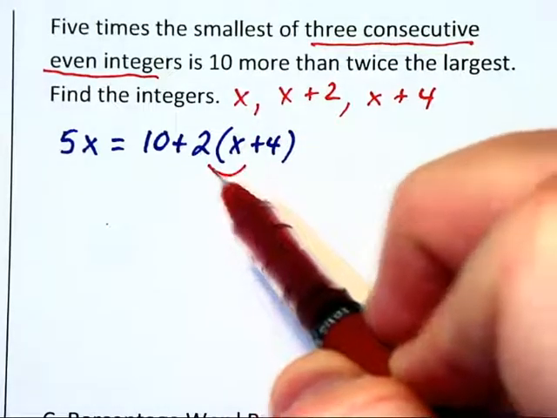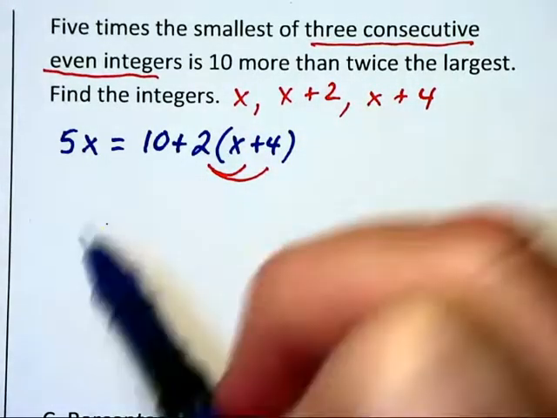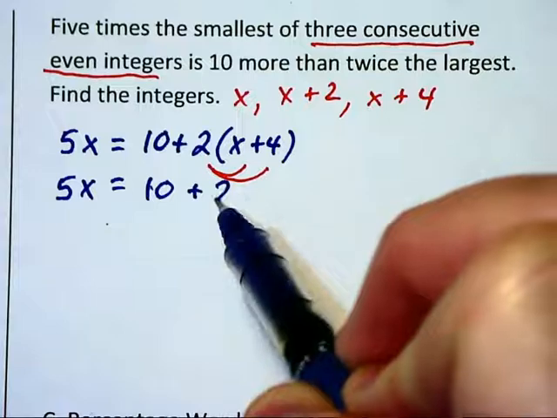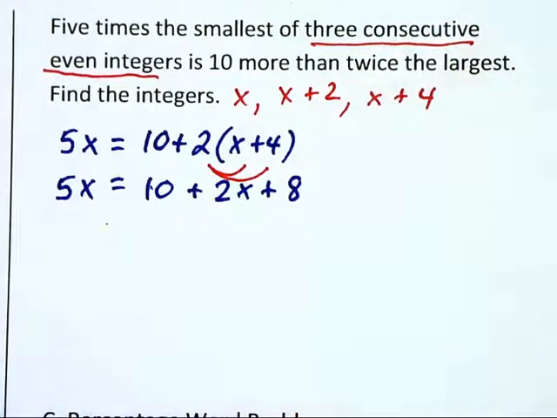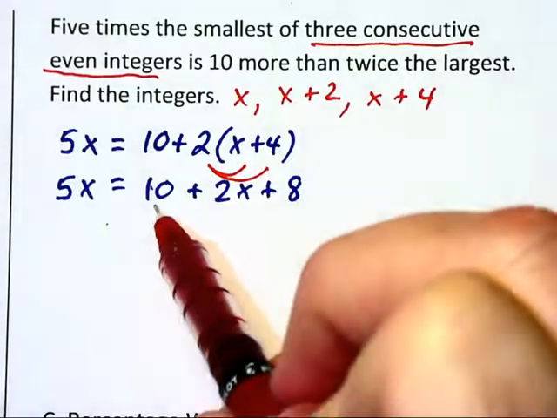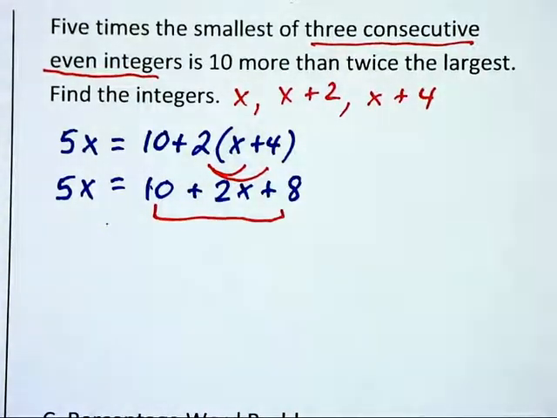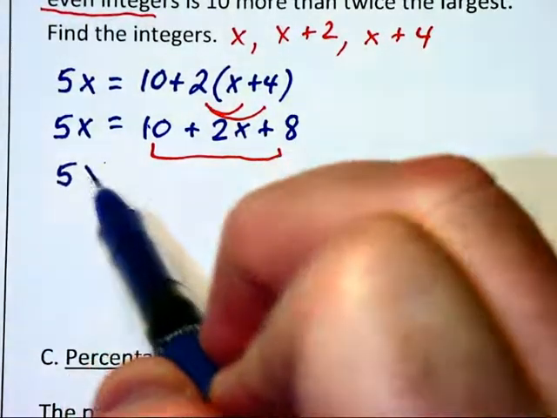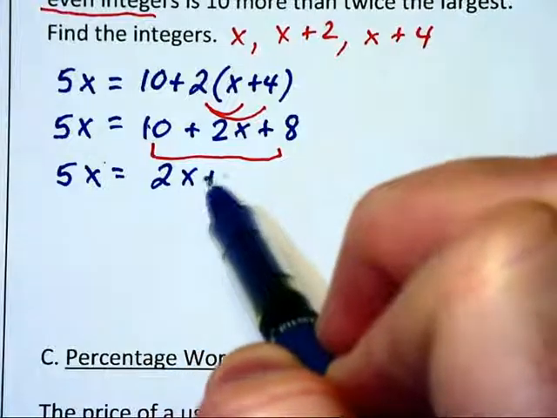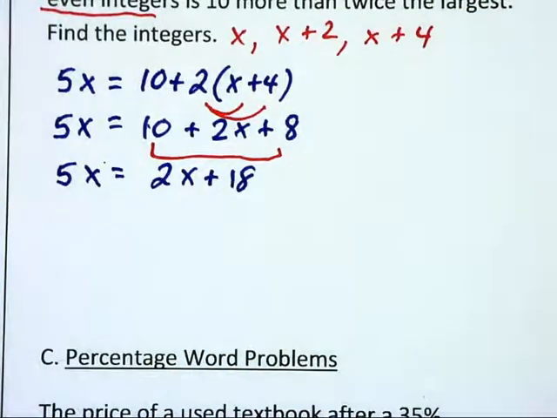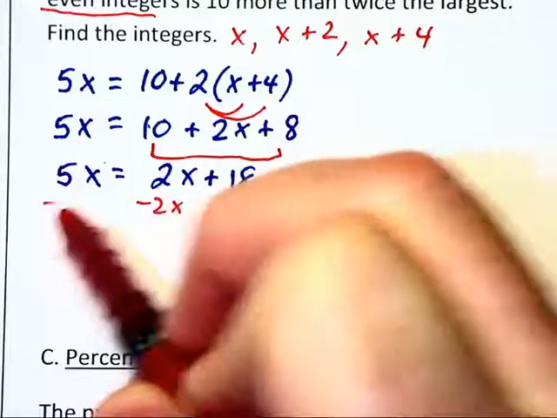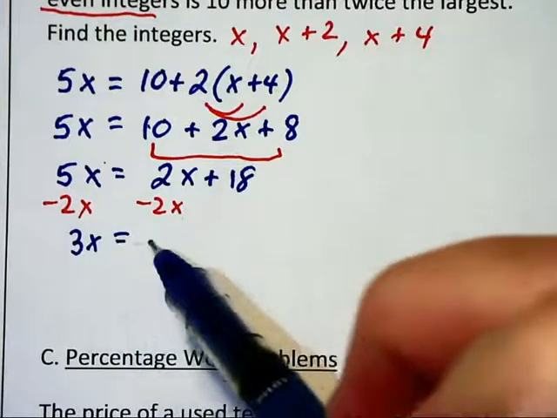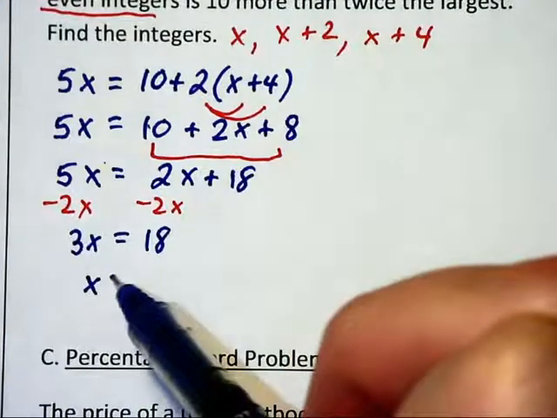So we're going to solve this linear equation by first distributing the 2. We're going to have 5x equals 10 plus 2x plus 8. And then, as always, we want to combine like terms. So on the right-hand side, we have 2 constant terms which can be combined. We now have 5x is equal to 2x plus 18. I will then subtract 2x on each side of this equation. That will leave us with 3x is equal to 18, and dividing each side by 3 we get x is equal to 6.